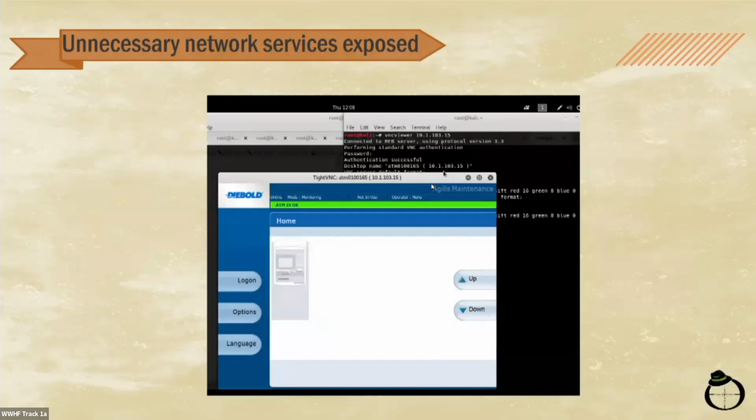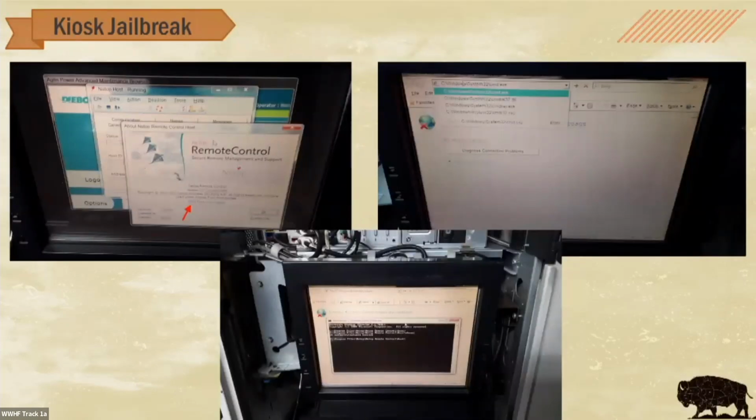Also, if we have BIOS unprotected, I don't have to dismount the hard drive. I can just boot and mount the hard drive. Also, we sometimes have unnecessary network services exposed. Sometimes I have found even legacy protocols in there. And, well, that's like a normal pen test. But this is just a small part. With the IP address, you can do a normal network pen test. But this is just one finding from all of the findings that we are seeing right now.